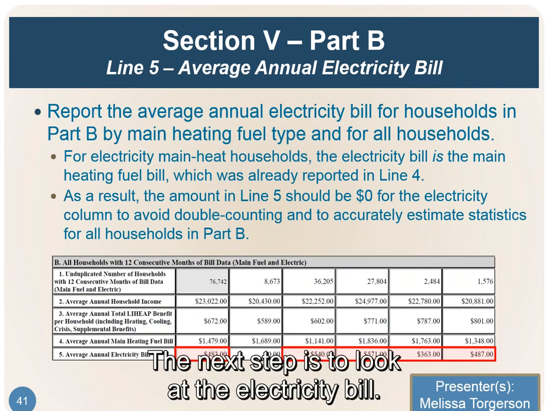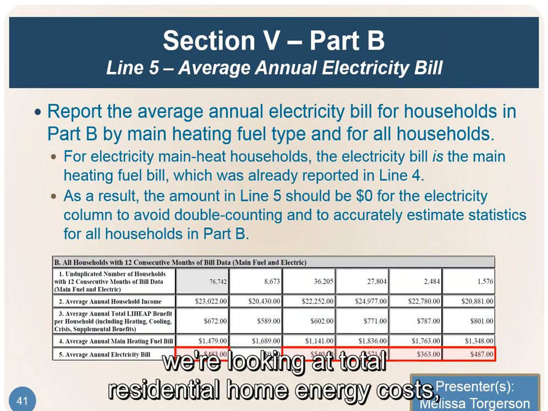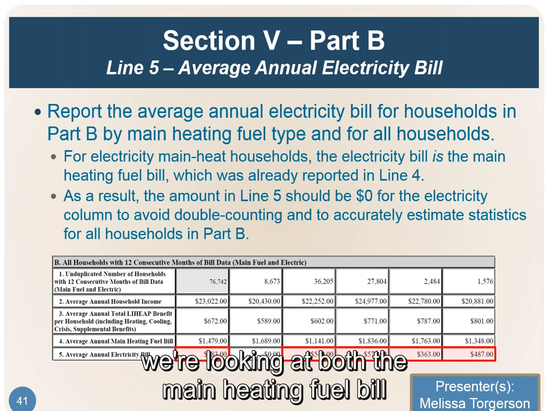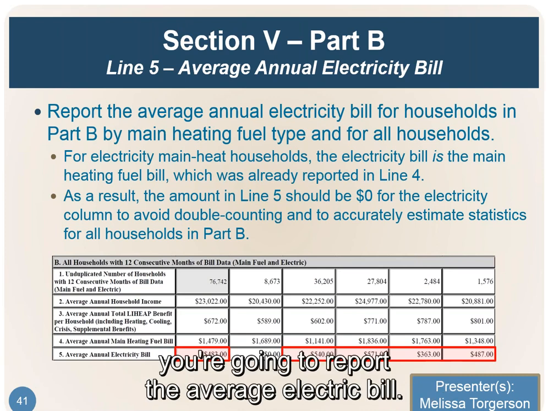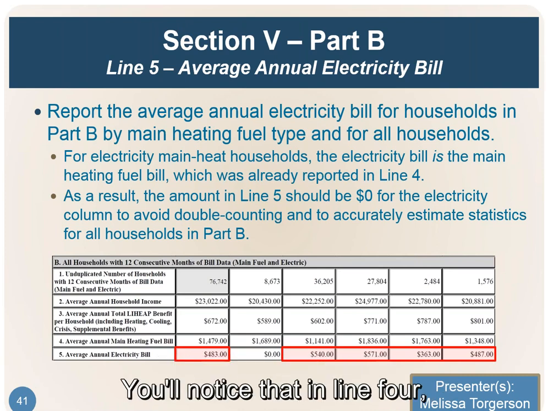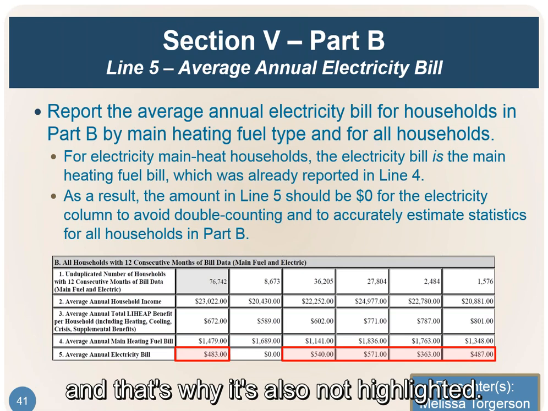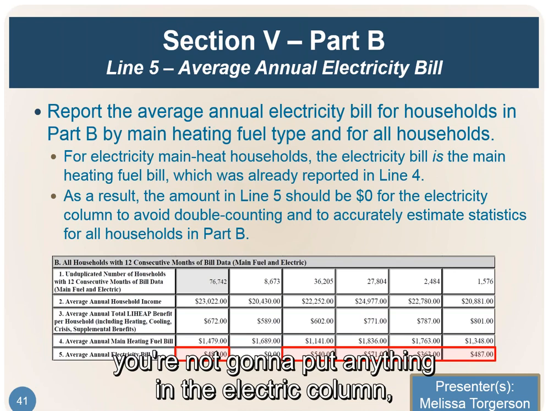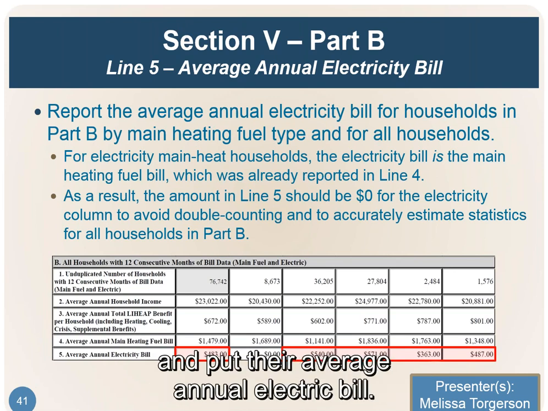The next step is to look at the electricity bill. Remember that we talked about the fact that we're looking at total residential home energy costs. And so when we look at that, we're looking at both the main heating fuel bill and the electric bill. And so line 5 is a place where you're going to report the average electric bill. You'll notice that in line 4, in line 5, in the second column here, it's a 0, and that's why it's also not highlighted. For people whose main heating fuel is electric, you're not going to put anything in the electric column. And for the remainder, you're going to go ahead and put their average annual electric bill.